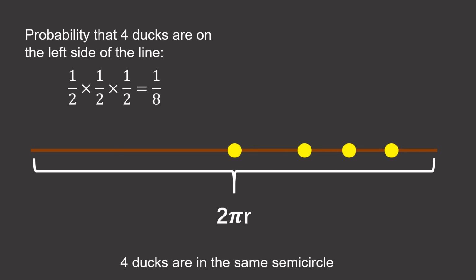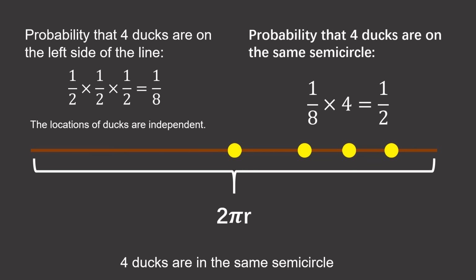As only 1 duck can become the one on the extreme left, and the conditions for each duck to become the one on the extreme left are independent, the probability for 4 ducks to be in the same semicircle is 1 over 8 times 4, which is 1 over 2.